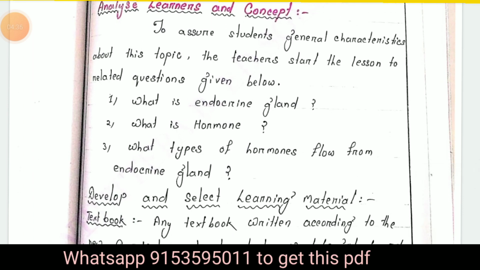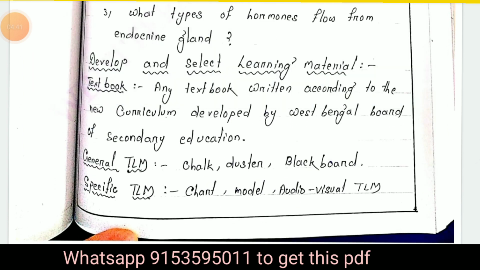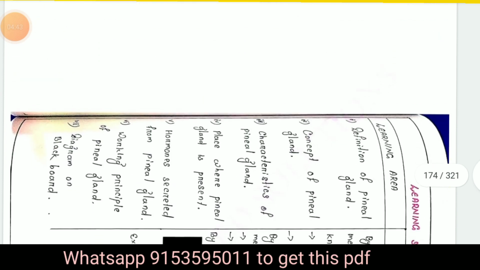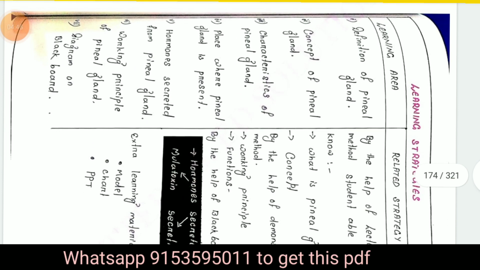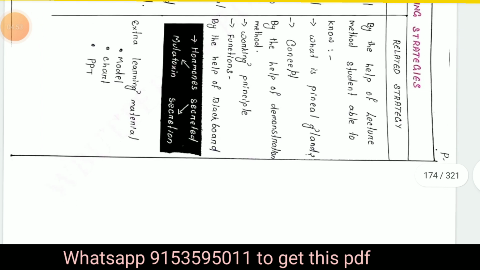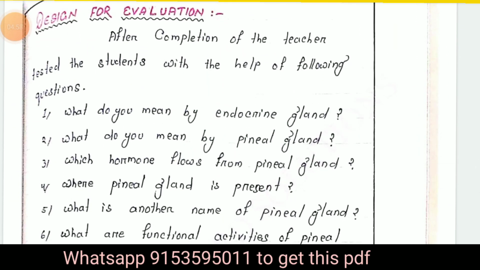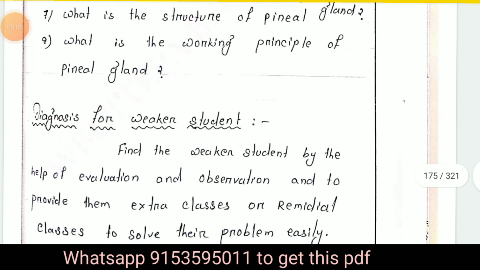Next point, develop and select learning material: textbook, general TLM or specific TLM. Learning strategies: there are two parts, learning area and related strategies. Design for evaluation: after completing the lesson, the teacher tests the students with the help of the following questions. Some questions are written here. Diagnose weaker students: find the weaker students with the help of evaluation and observation.